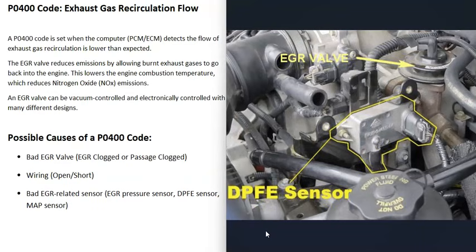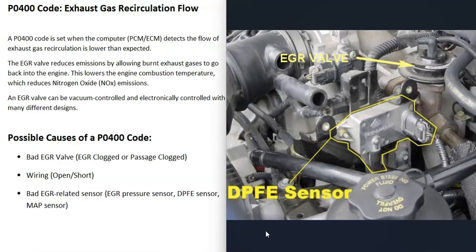The last thing on the list is going to be a bad sensor, and this is going to be a sensor related to the EGR valve. So this is going to be like a pressure sensor or a DPFE sensor or possibly a MAP sensor or something like that. Which sensors are related to the EGR valve is going to depend on the vehicle. So again, there's going to be differences, but it's possible one of these sensors has gone bad.